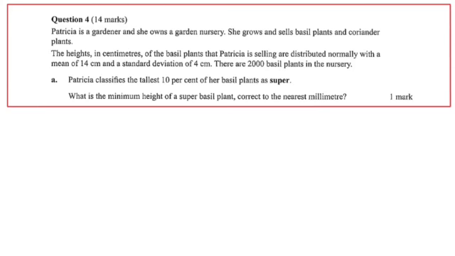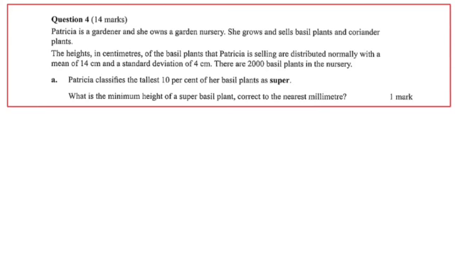She grows and sells basil plants and coriander plants. The height in centimetres of the basil plants that Patricia is selling are distributed normally, okay, normal distribution, with a mean of 14 centimetres and a standard deviation of 4 centimetres, and there are 2,000 basil plants in her nursery. Goodness, that's a lot. Patricia classifies the tallest 10% of her basil plants as super. What is the minimum height of a super basil plant correct to the nearest millimetre?